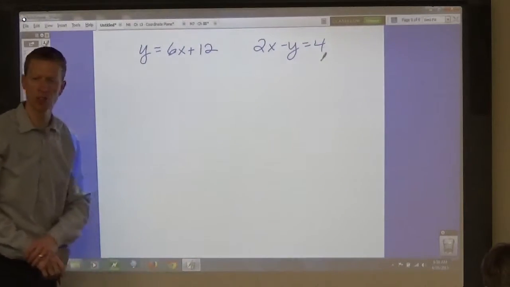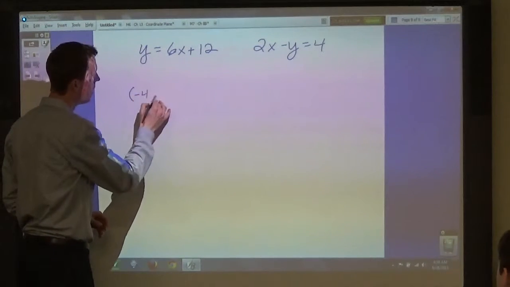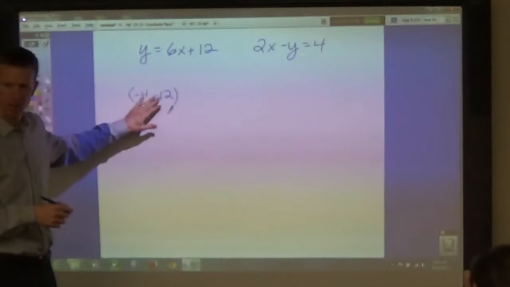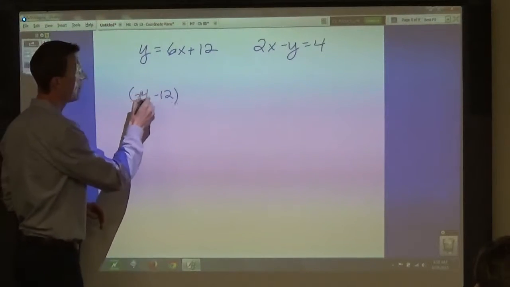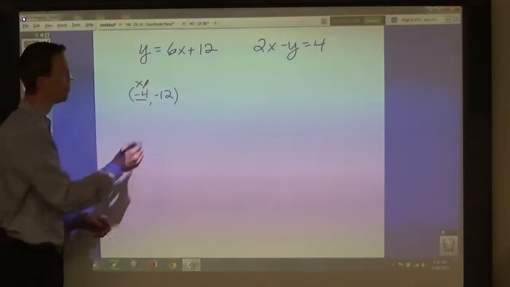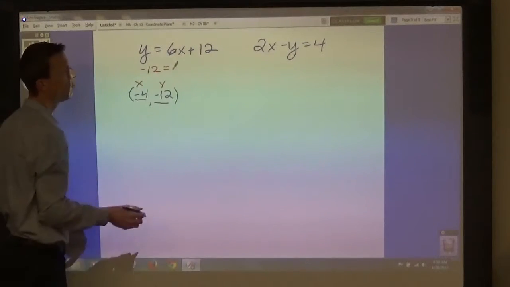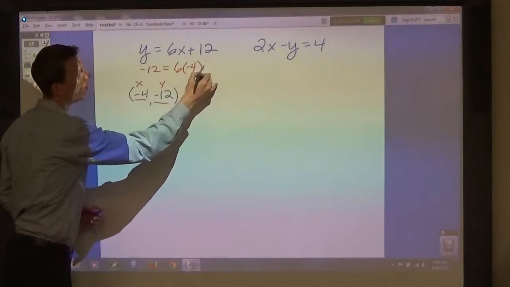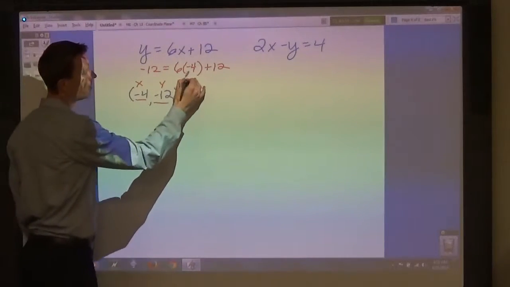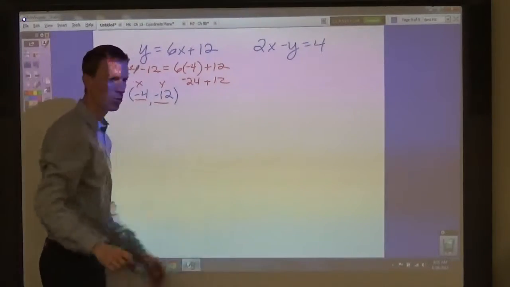And what do they give you for a solution? Negative 4, negative 12. What do we do with this? Noah, what do we do with this? Check. Yeah, we put this in for the x number, and this in for the y number, and check to see if it is true. So is negative 12 equal to 6 times negative 4 plus 12? Is that true? Yes. Yep, because negative 24 plus 12 is negative 12. So that's true. But it has to be true for this one also.